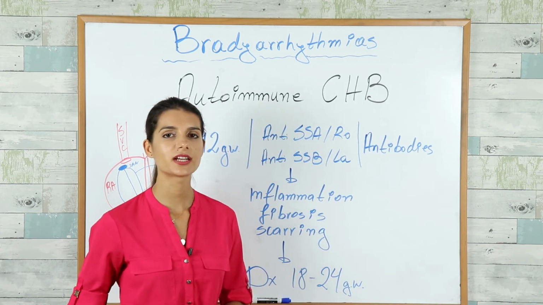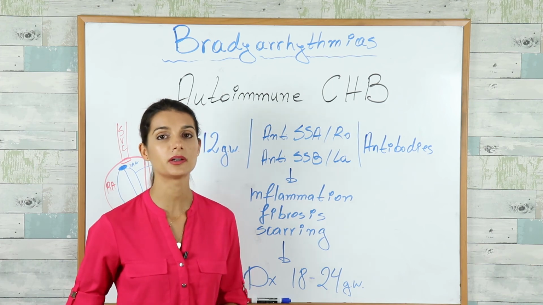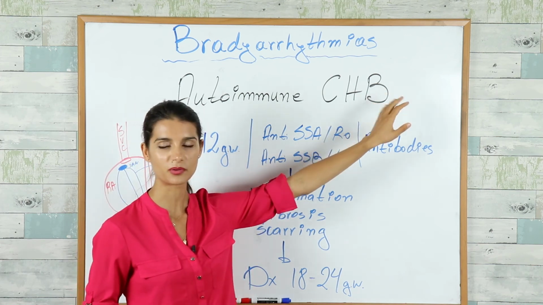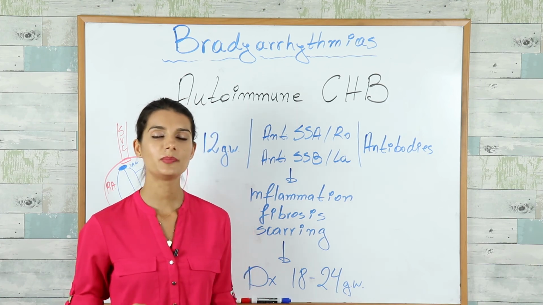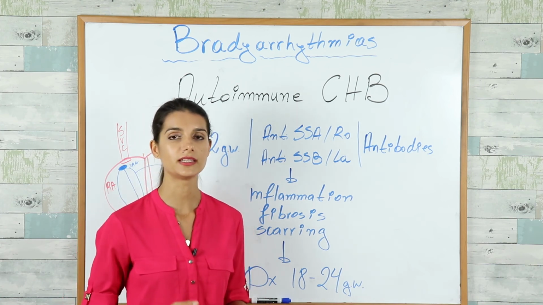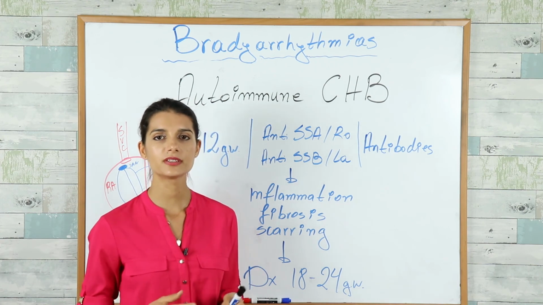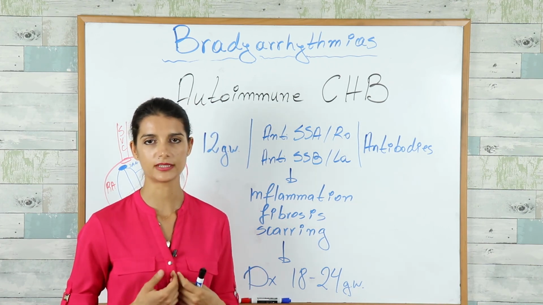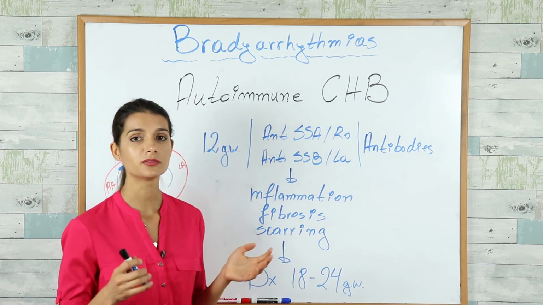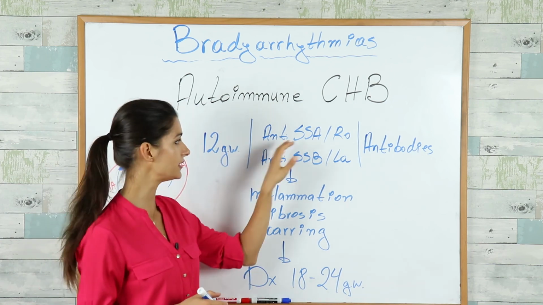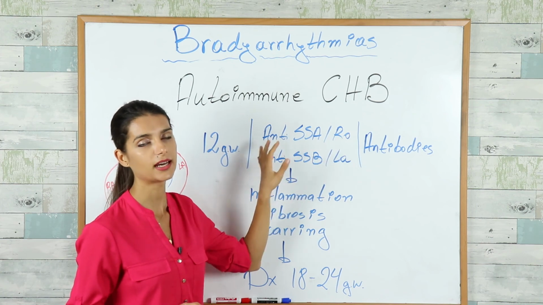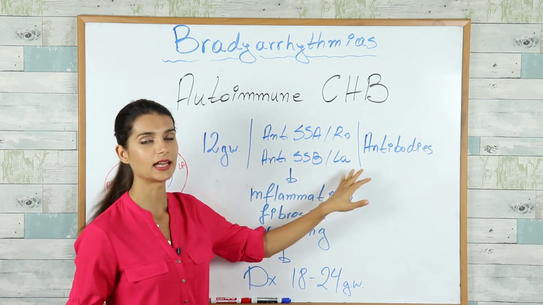At the end of this lecture, I just wanted to quickly mention to you guys the autoimmune congenital heart block. It's very high yield and it's very important for you to know about this. It's basically a complication of neonatal lupus. So imagine that the mom is pregnant and she has lupus. Around the 12th gestational week, she can pass through the placenta the anti-SSA, which is anti-Ro, and the anti-SSB, which is anti-La antibodies, to the baby.